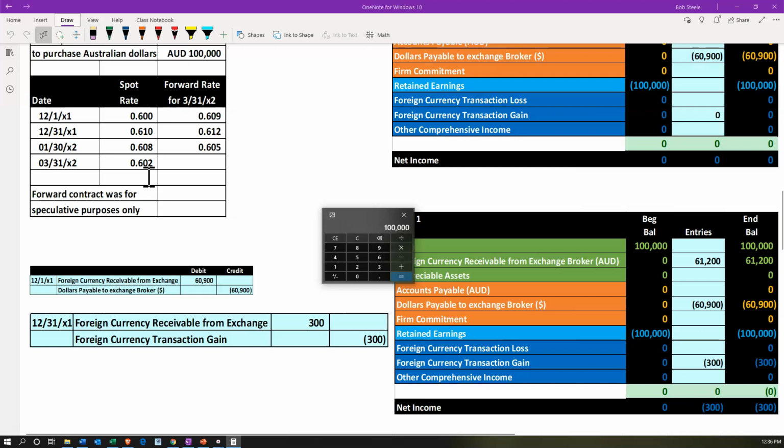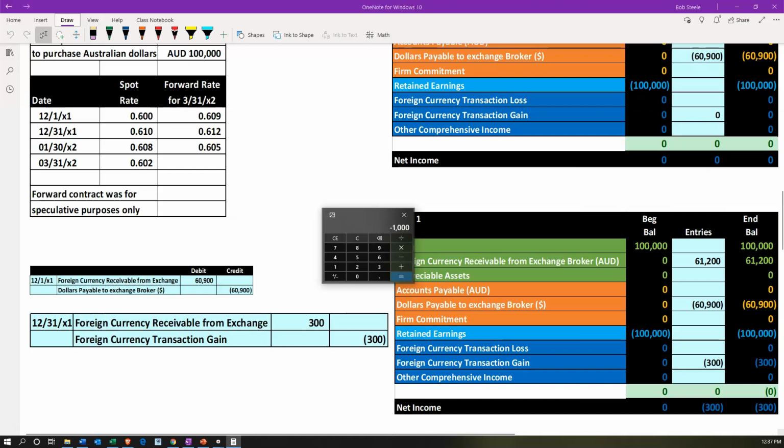Why do we have a spot rate, not the forward rate, when we've been using the forward rate the whole time? Because we're now at 3/31/X2, which is the end of the contract. So we're not projecting forward to 3/31/X2 anymore because it's at 3/31/X2. Therefore, there's no speculation taking place as to what the value will be as of that date because we're on that date. So now we're going to say 100,000 times the 0.602. That's going to be the 60,200. If I take that minus what's currently in there, minus the 61,200, we're going to get the $1,000 difference.